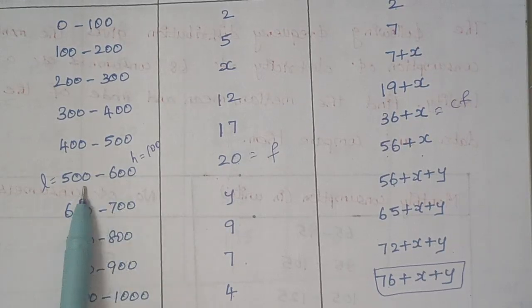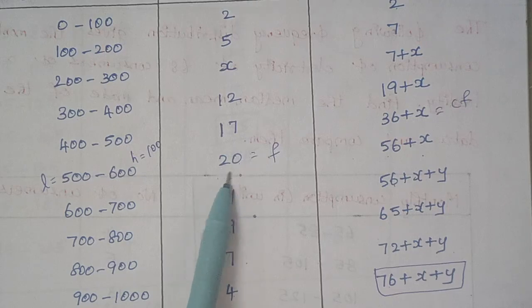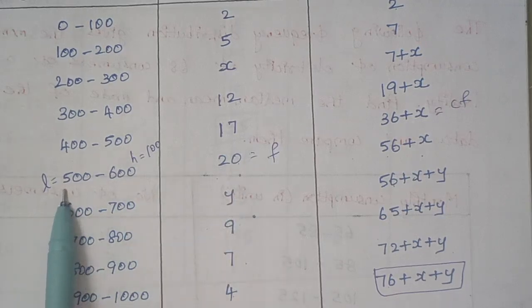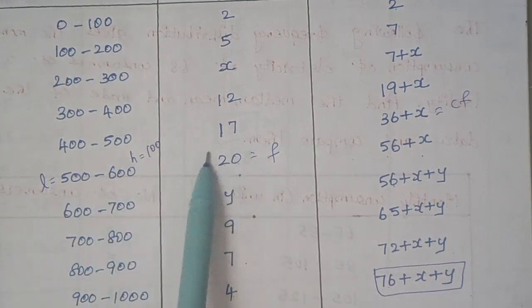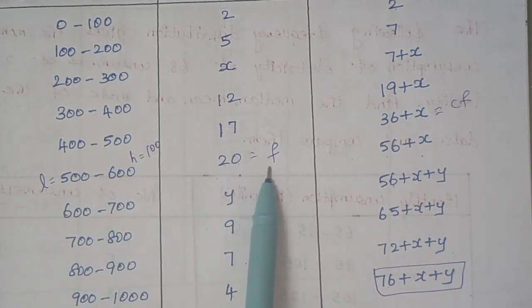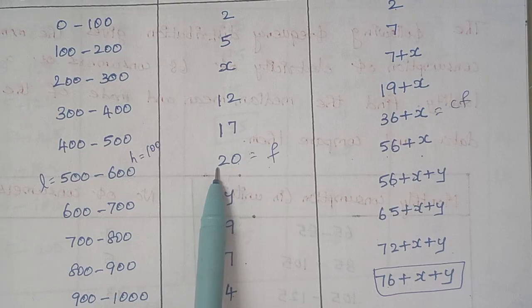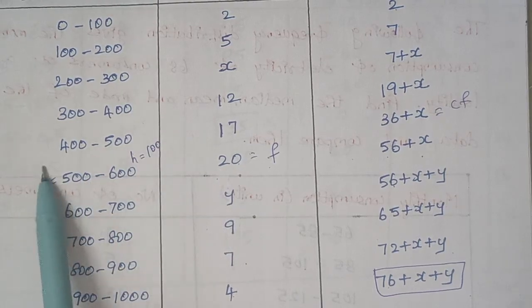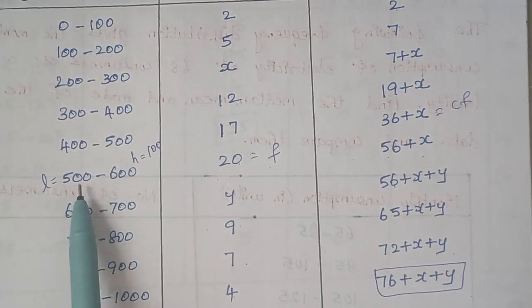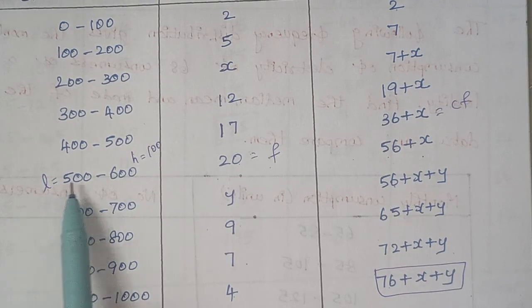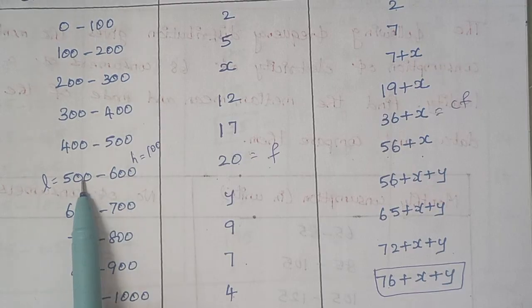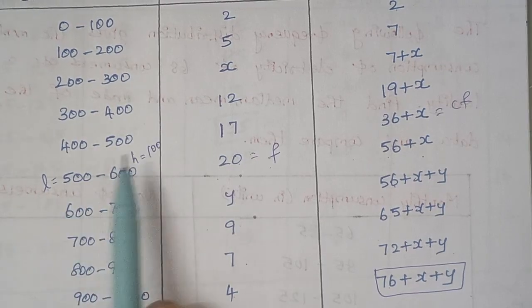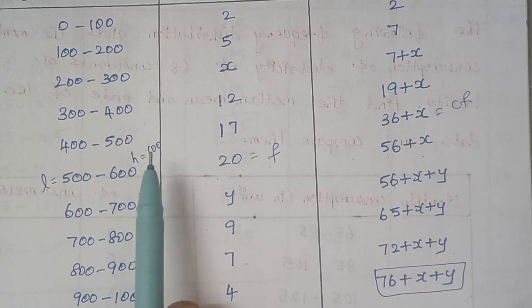Therefore, the frequency value corresponding to this interval is 20, which is our f. So this is our f, right? So from this, what is the value of L? The least value of the interval is taken as L. So here L is 500. What about h? h is the difference between these two. So 600 minus 500 is 100. So this is our h.